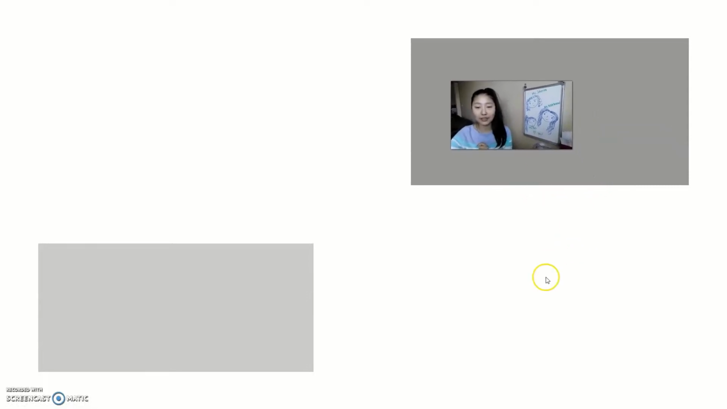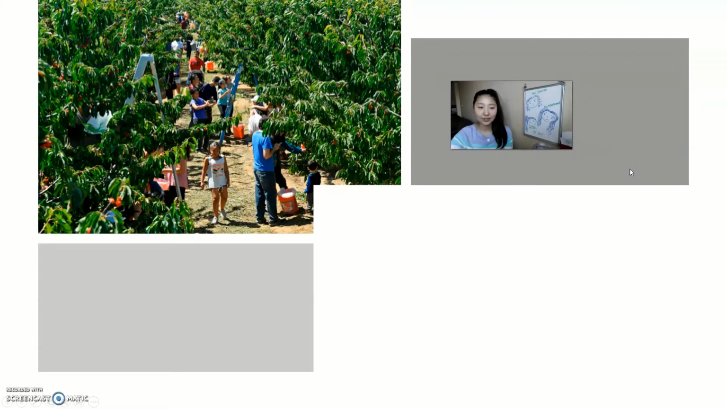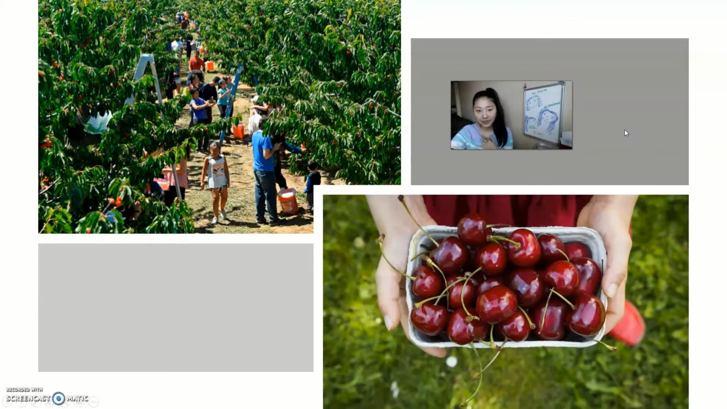Today is about a farmer, and they actually are picking cherries. So let's hop into it. This is what cherry picking apparently looks like. I've never been, and I wanted to look up some pictures to see what it's like. And they're picking cherries today.